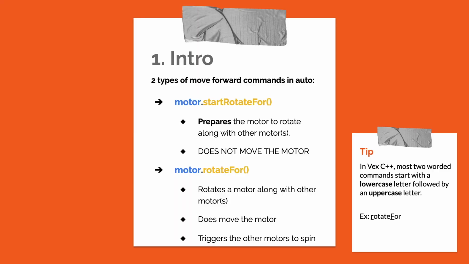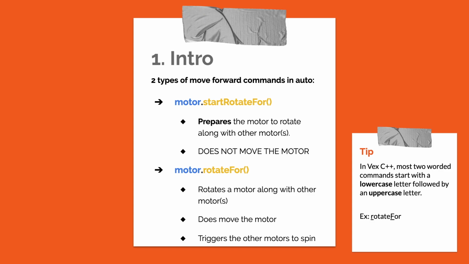Okay, so the introduction to autonomous. In the V5 text, we have two different commands for spinning. The first one is start rotate for, and this command prepares the motor to rotate along with other motors or a single motor, and this does not move the motor. It may be confusing because it says start rotate for, but it doesn't actually move the motor. This just prepares the motor to start moving.